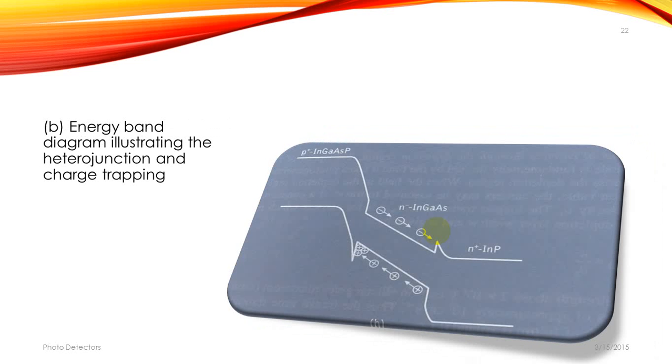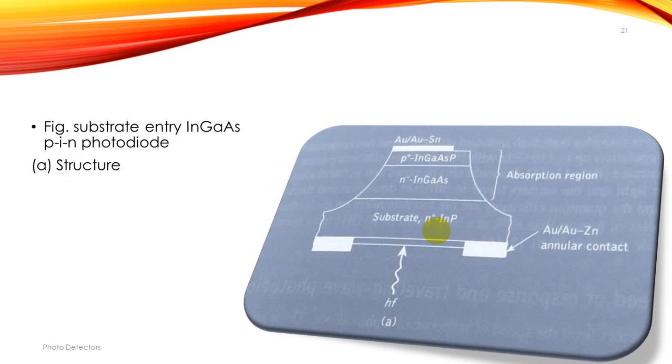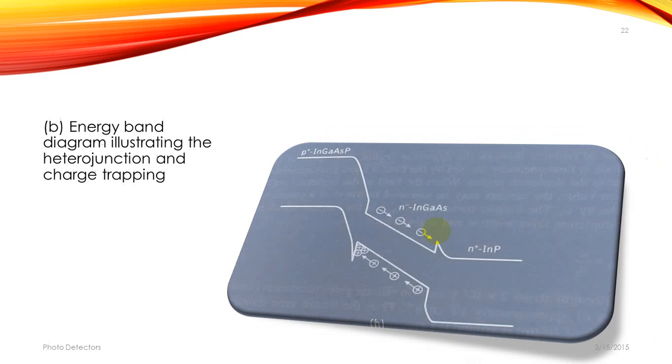So these are the energy band diagram for charge trapping, and this was the structure. This I have already discussed.